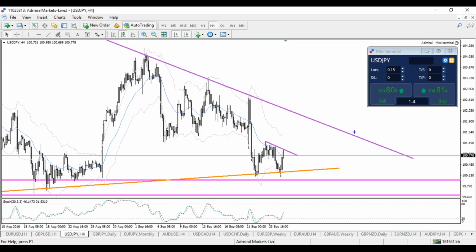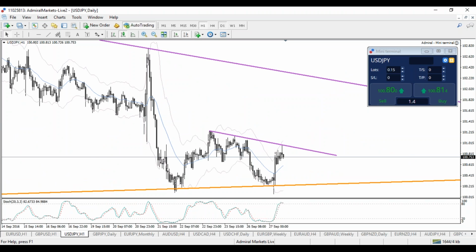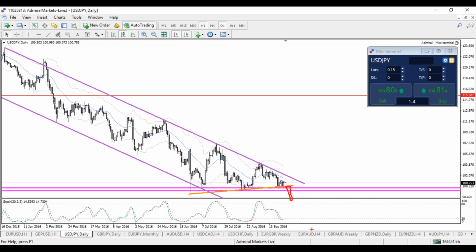What I'm looking for, well, basically, is a daily candle above the daily trend line here, and a 4-hour candle above this hourly line. And that's it, basically. Alternatively, of course, a daily candle below the daily support for downside. Same stuff as last week.